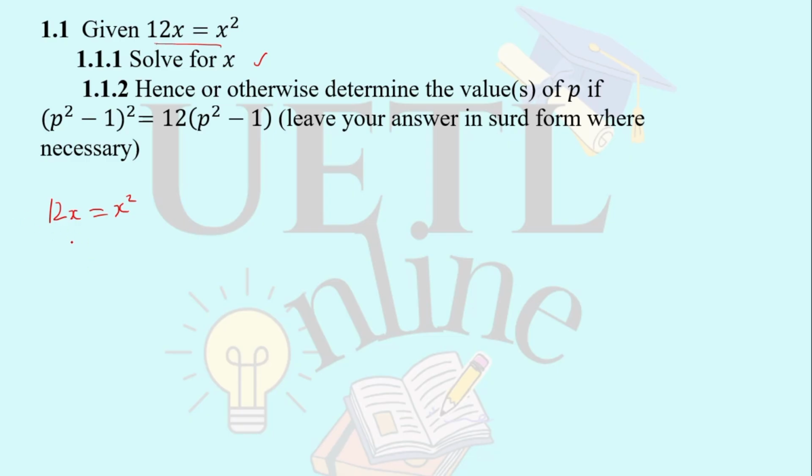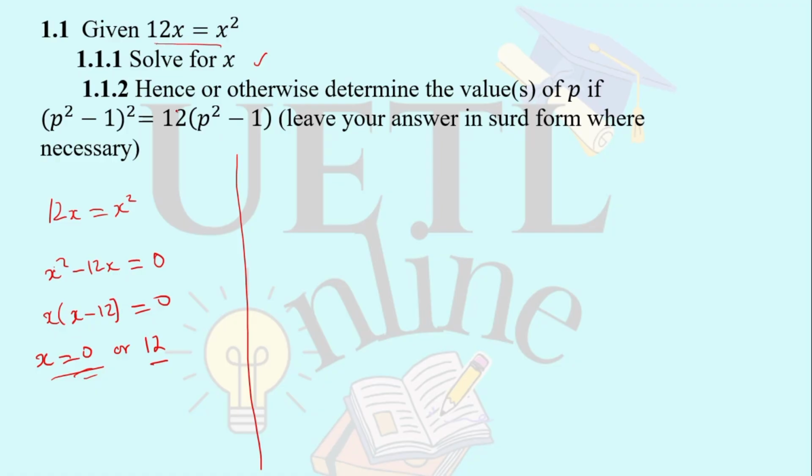The first thing is we put everything on one side, so it becomes x squared minus 12x equals 0. After that, we factor out x, then it becomes x times (x minus 12) equals 0. Make sure you don't cancel out here; you just do this factorization. So your answer is x equals 0 or x equals 12. As easy as that.